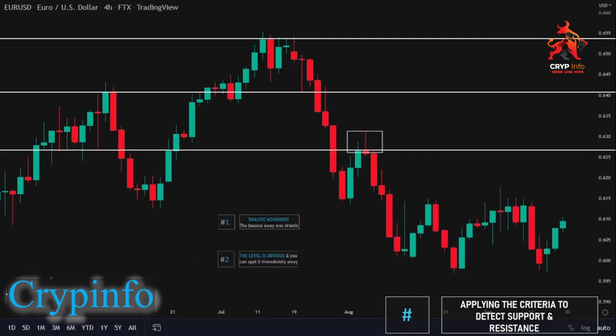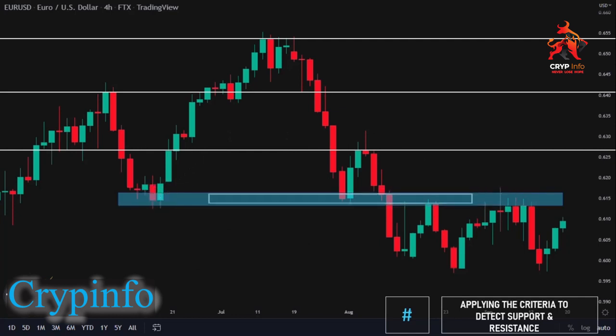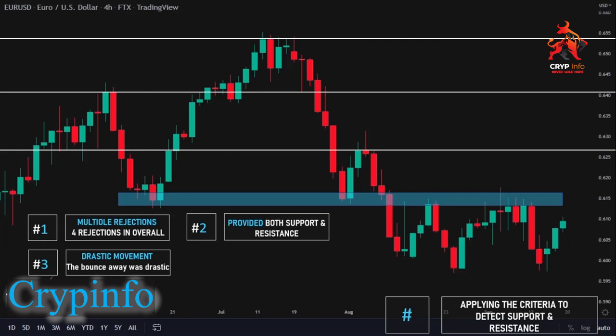So moving on down, we have this next level here, so we draw in. This is a very key level because it includes most of the criteria we would like to see. Remember, the more traits a level has, the better. So 1, there were multiple rejections of this level. 2, the level has provided both support and resistance. 3, drastic movement, as you can see the bounce away from this level was significant. 4, the level is obvious.